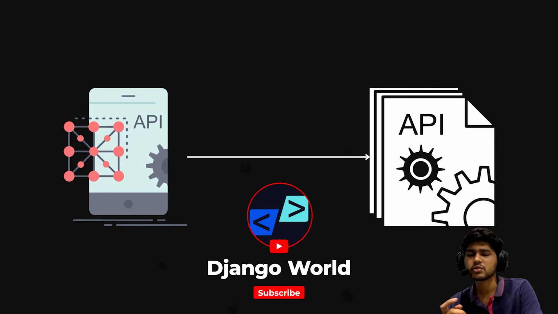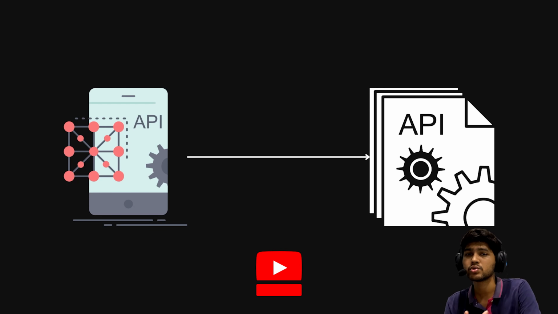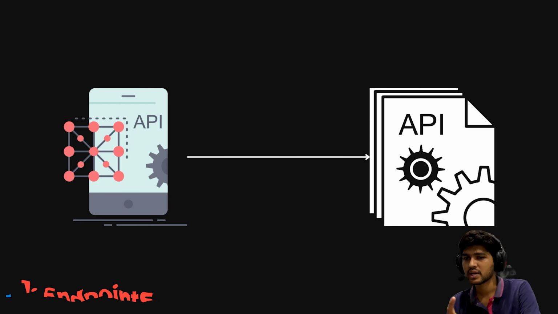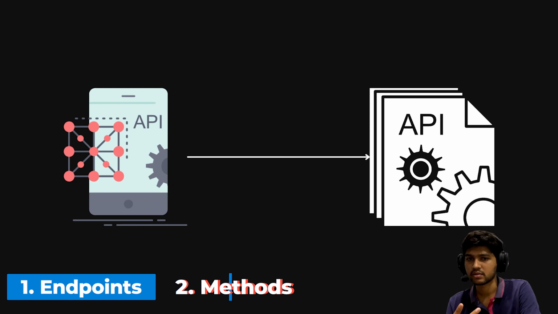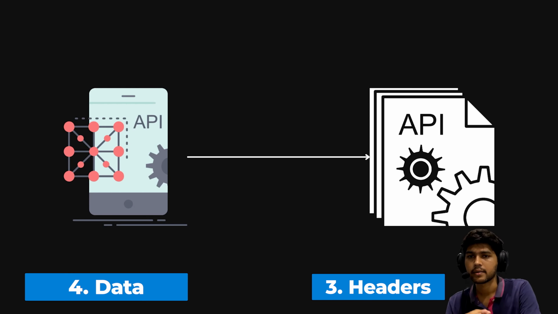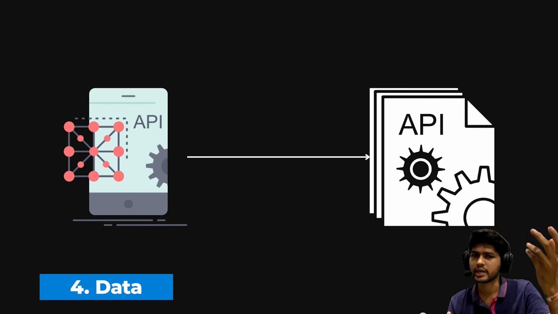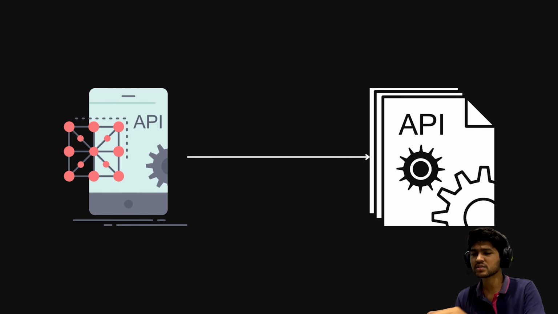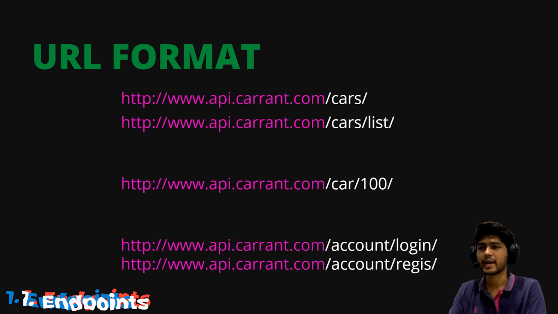Now, what are the rules that make a REST API? There are four rules you need to keep in mind: first, endpoint; second, method; third, header; and fourth, data, or you can say body. So first, let us understand endpoints.